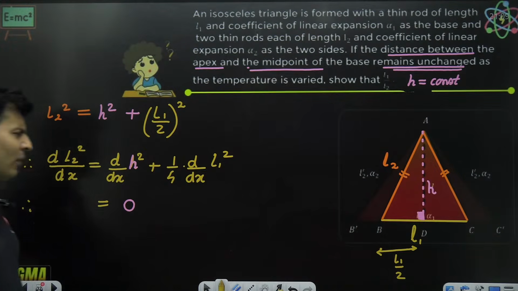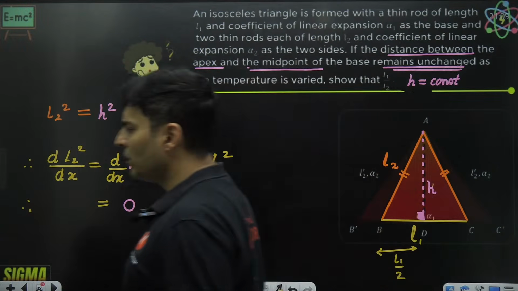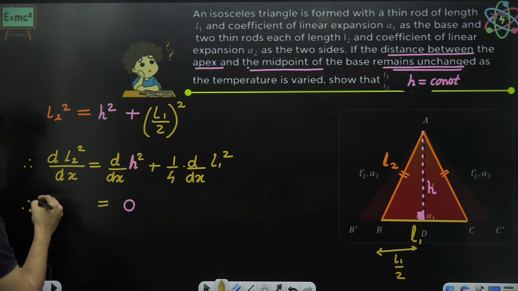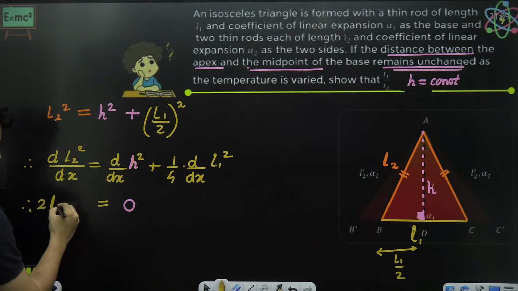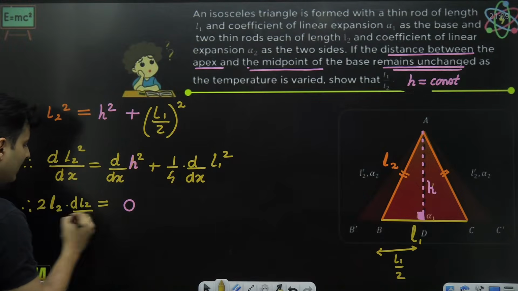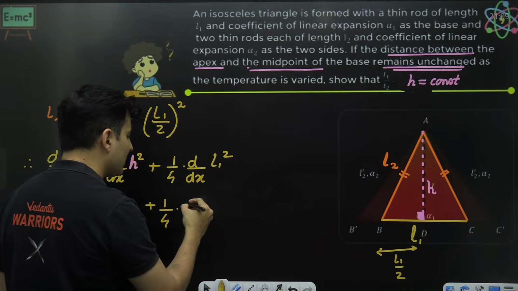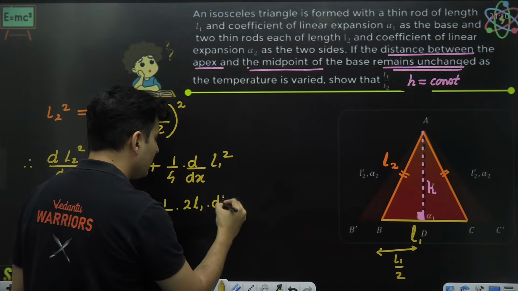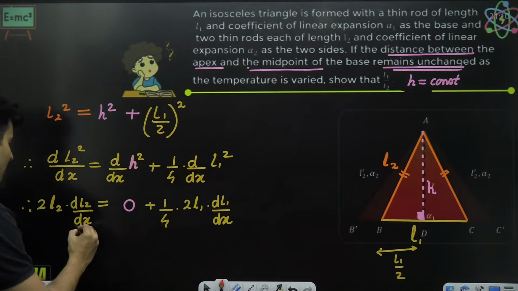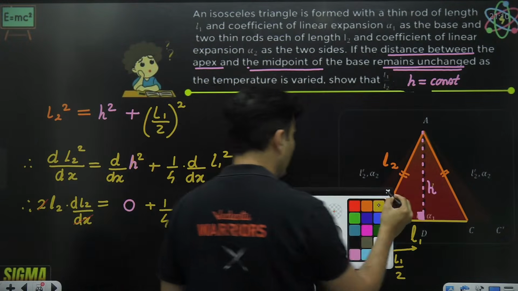And how do I take the derivative of L2 square, but not with respect to L2, with respect to some other variable? You have studied that in derivatives. We will take the derivative of L2 square, which would normally be 2 times L2 into dL2 by dx. Same logic if I apply over here, I basically use the chain rule, guys. L1 square's derivative will be 2 times L1 into dL1 by dx. This is nothing but the chain rule. The dx and the 2 just vanished.